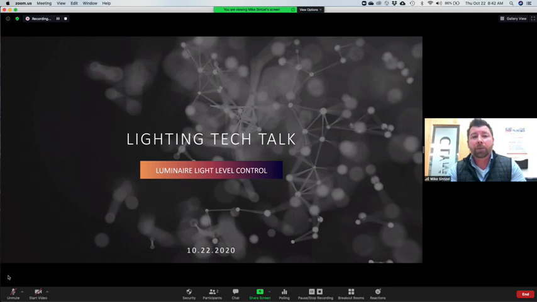As we get into luminaire light level control, you'll see where this technology fits and where it doesn't actually fit. There are a lot of areas that luminaire light level control won't help, and there are a lot of areas that it does. It was mainly first designed for and based around Title 24. So let's start diving into it and see where we go with luminaire light level control.